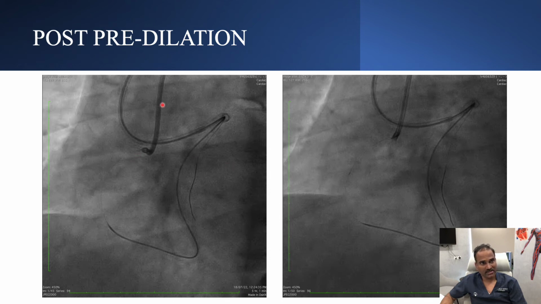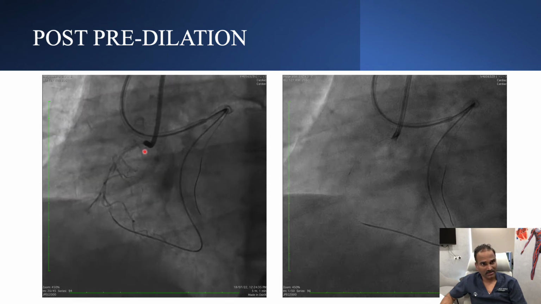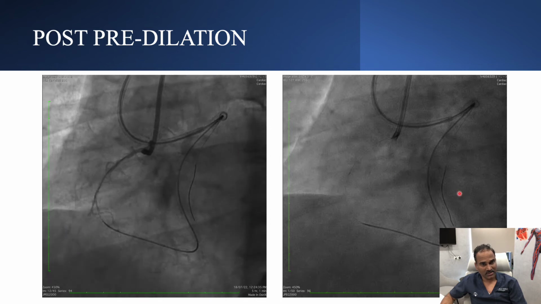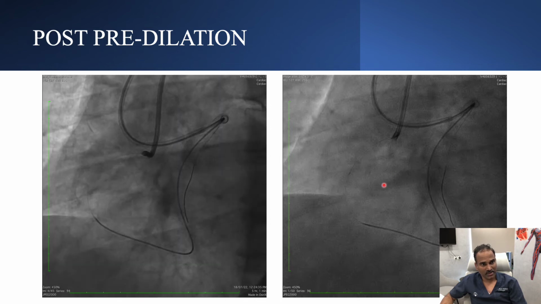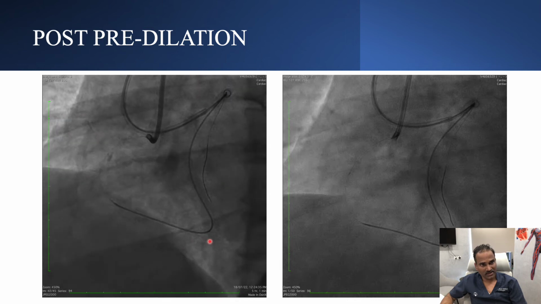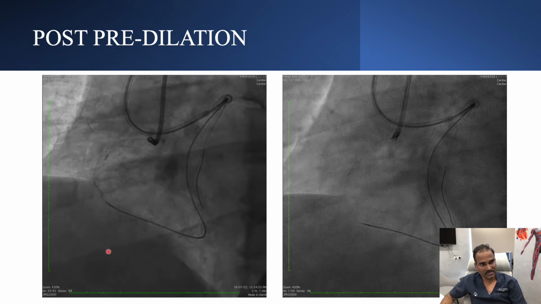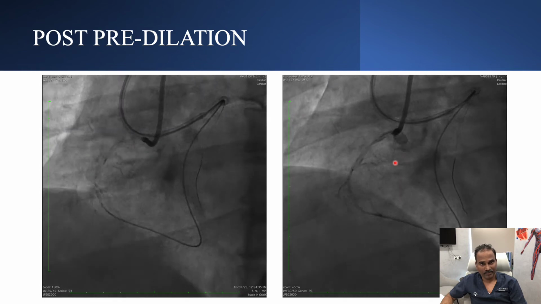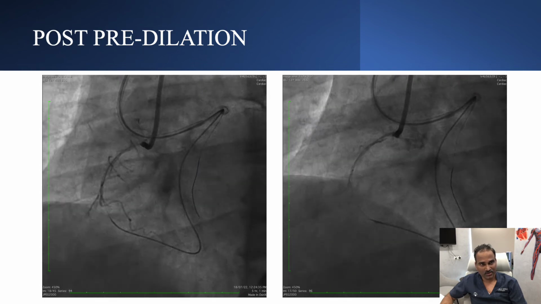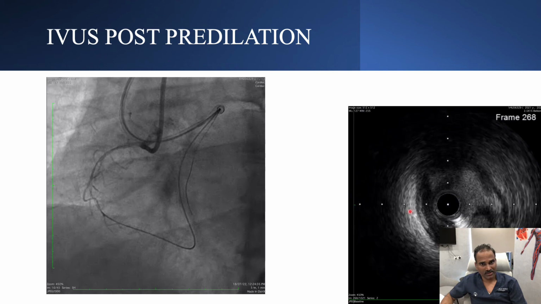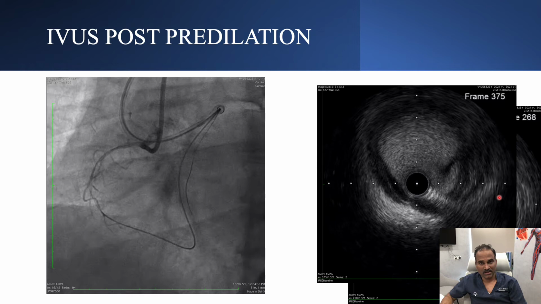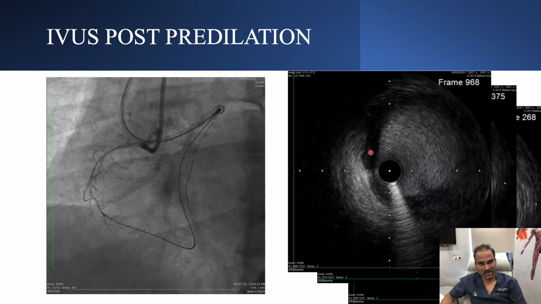Then we externalized. After externalization, we dilated with 1 mm and 2 mm balloons, and you can see here the vessel is not visible, mainly because of the concertina. And yeah, we can see there is a dissection also here. We did IVUS. You can see this is the distal vessel, and you can see there is a dissection at the ostium, so dissection at the ostium, and the ostium is clean.